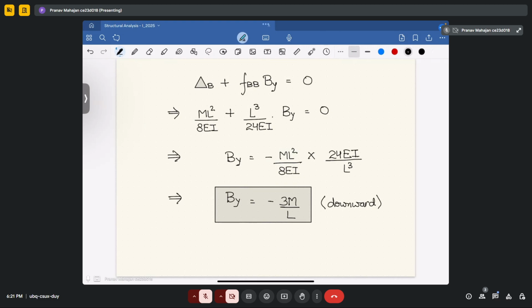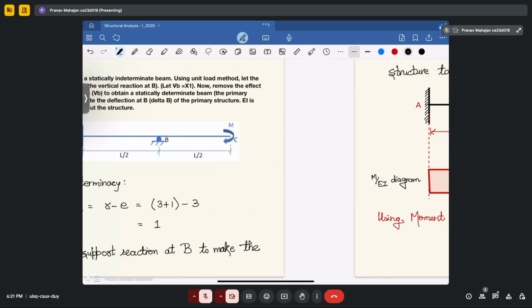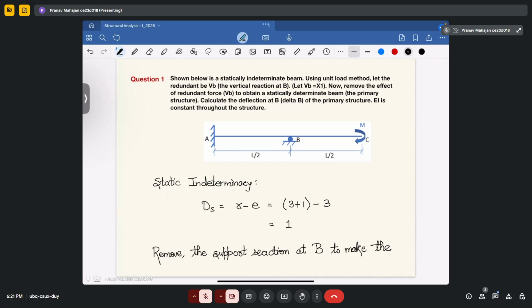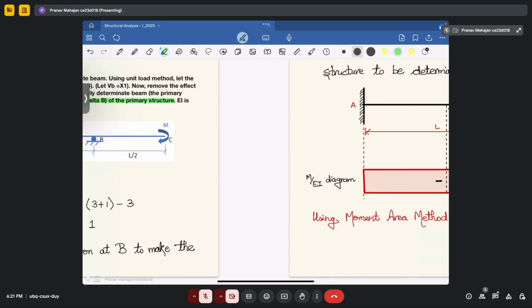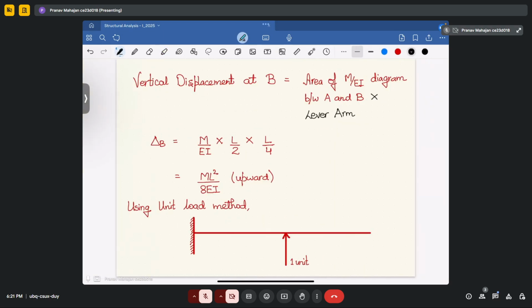Okay. So I have covered the whole problem, but in this question it is only mentioned to you that you have to determine the deflection at B of the primary structure. So your deflection at B of the primary structure will come out only this delta B. So I will mark it here. So let's say this is your delta B. So this is the only solution for question number 1.